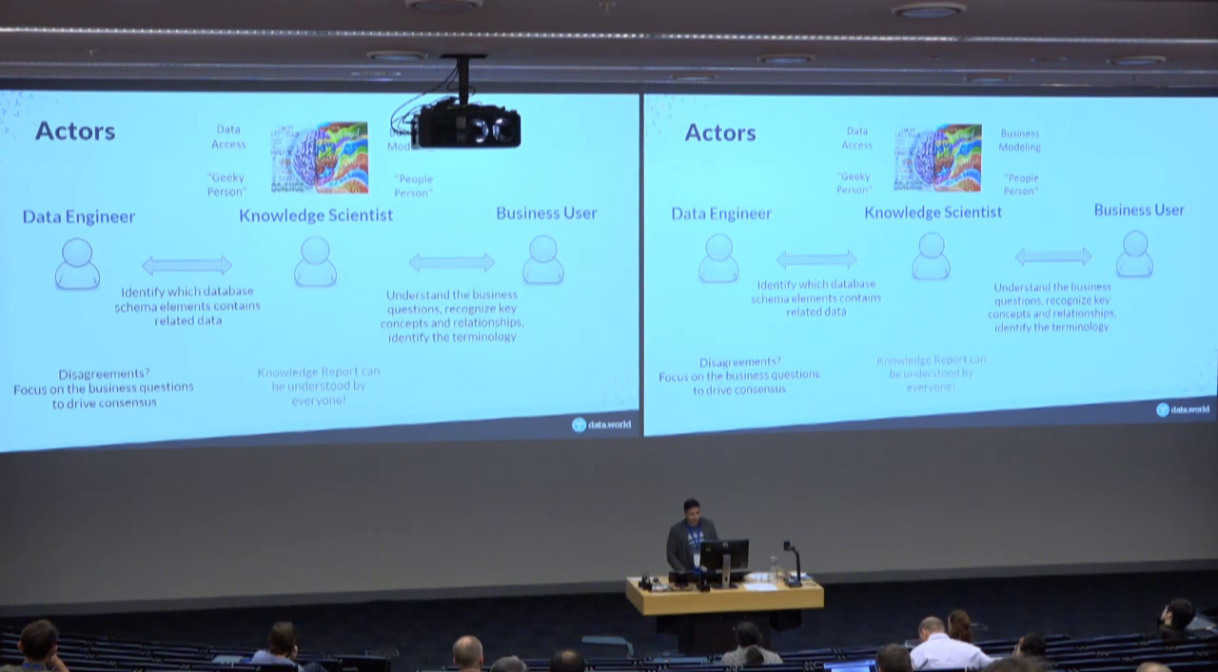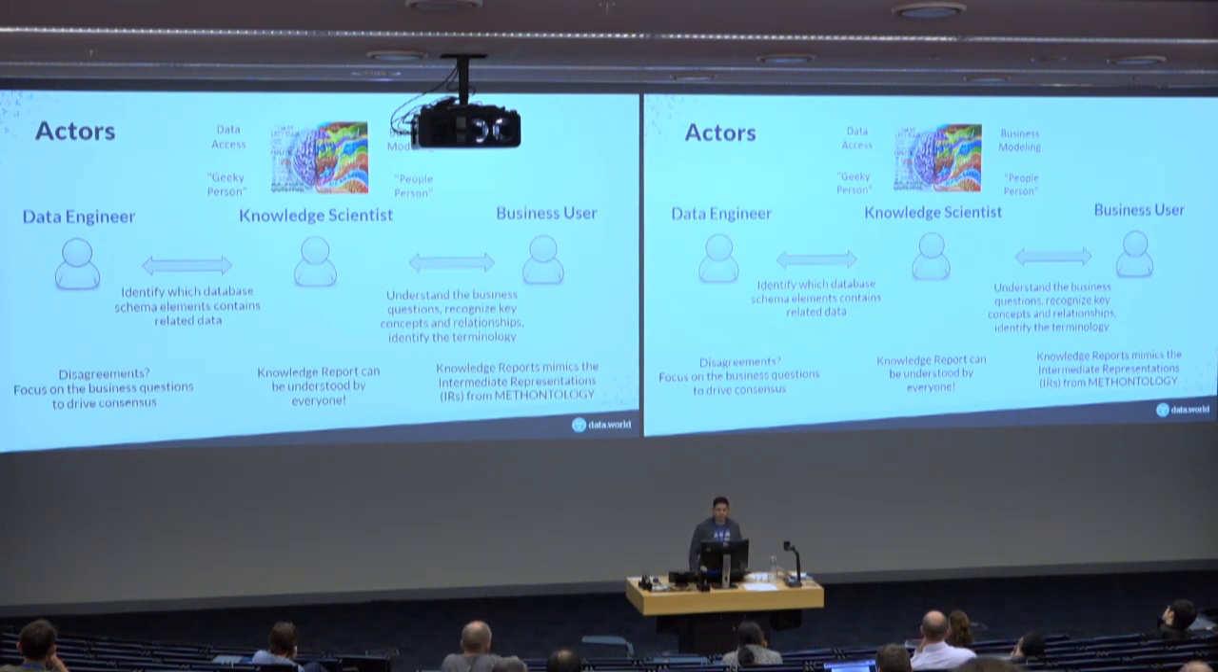Let's continue. The knowledge report, which is managed by the knowledge scientist, is a deliverable that everybody can understand. And as you know, I'm a big fan of history. A lot of what we did is built on the famous compiler methodology, and this knowledge report mimics these intermediate representations, these IRs, that come up in the methodology.